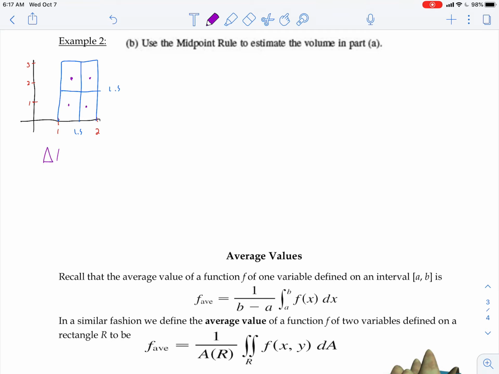For our subrectangles, our delta A is going to still be the same. Each rectangle has a width, or delta x, of 0.5 and a length, delta y, of 1.5. So our delta A is still going to be 3/4. I should remember what it was. Now let's go ahead and take the volume.